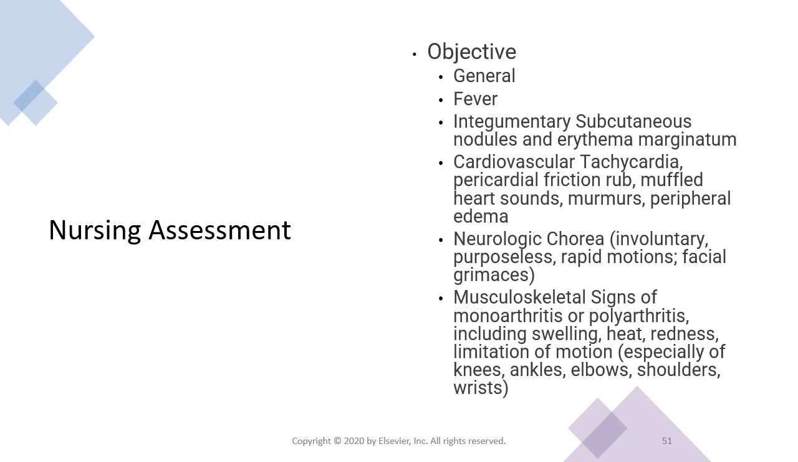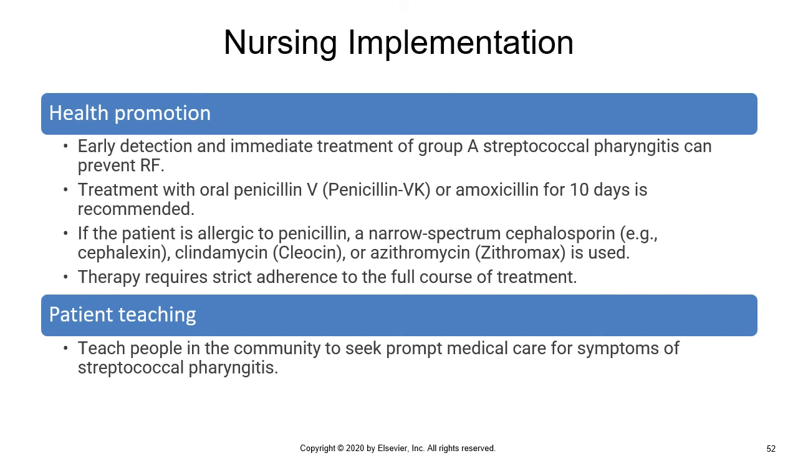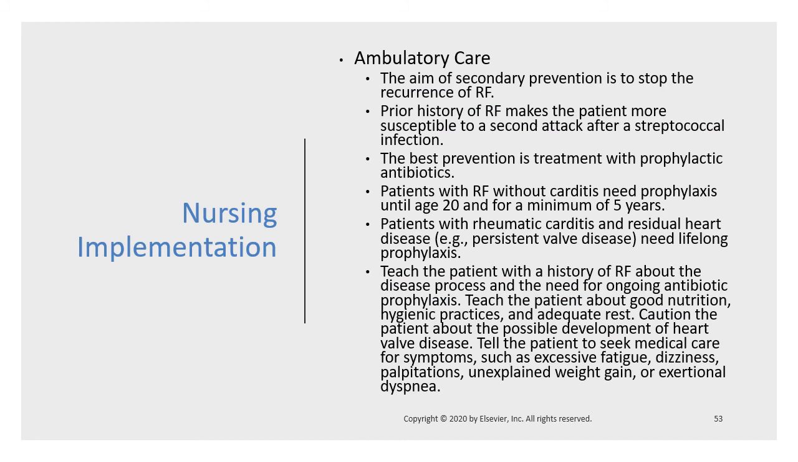Our nursing care is going to focus on relieving the manifestations from any of the systemic effects of rheumatic fever. So as we care for our patient's cardiac condition, we can't forget that they may develop neurological complications and musculoskeletal signs and symptoms, and we're going to be working with them to help relieve discomforts from all of those. Health promotion really focuses on early detection, so we want people to know that they need to report the signs and symptoms and get early treatment for streptococcal pharyngitis.